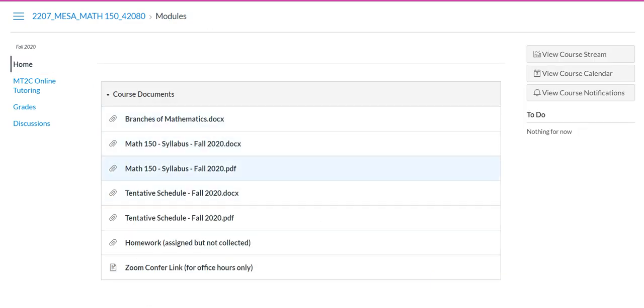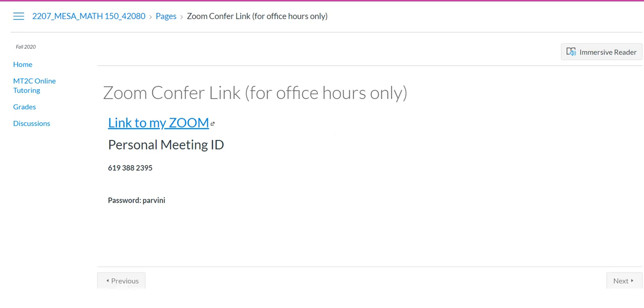So there, I've covered the syllabus, I covered the tentative schedule, and I went over the homework sheet. And this is the Zoom Confer link. Let me just click on that. Again, remember, this is for office hours. So let's say you have office hours, you're going to meet me during the office hours at a certain time, certain students. You just come here and click on the time that I've given you, and then I will be in my Zoom room, and we will discuss your issue. Okay?